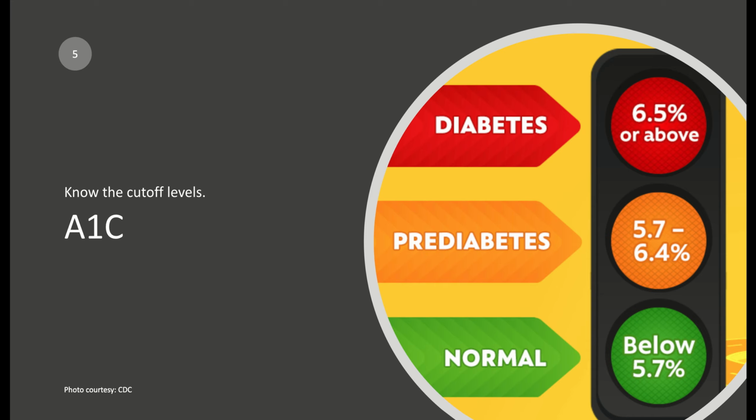A1C, or glycosylated hemoglobin. The A1C test measures your average blood sugar level over the past 2 or 3 months. An A1C level below 5.7% is normal. Between 5.7 and 6.4 indicates prediabetes, and 6.5% or above indicates diabetes.